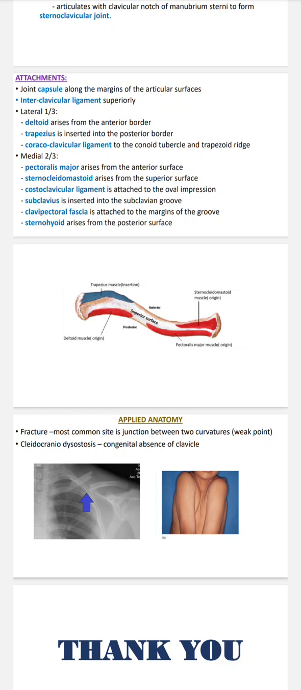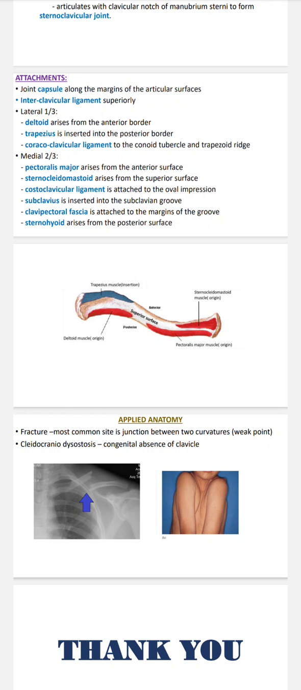So joint capsular ligament is attached around the margins of the articular surfaces on both the ends, and interclavicular ligament is attached superiorly on the medial end, and the lateral one-third gives attachment to the deltoid, trapezius and coracoclavicular ligament. Deltoid arises from the anterior border, trapezius gets inserted into the posterior border, and the coracoclavicular ligament to the conoid tubercle and trapezoid ridge. Next we'll see about the attachments in the medial two-third.